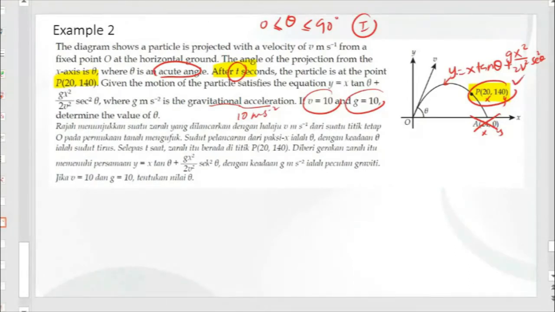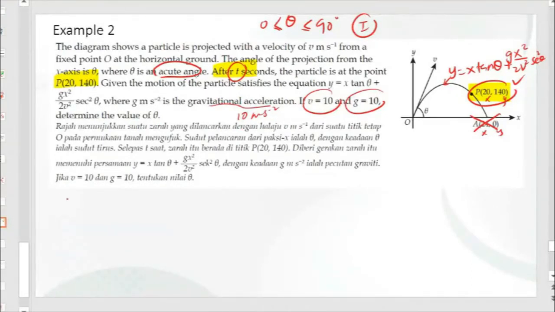Because the question is given to you: after t seconds, the particle is at point P. This point is already mentioned to you, so you cannot use point A. Okay, understand? So now we go to the questions.